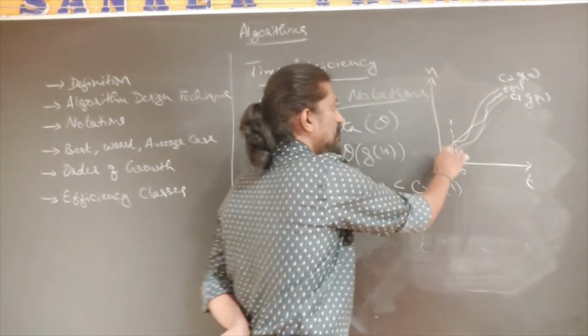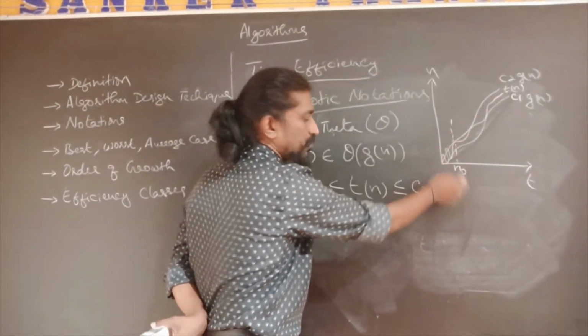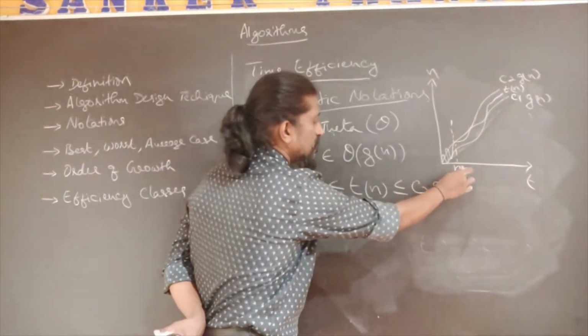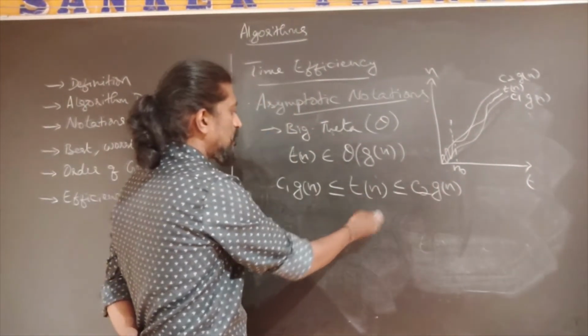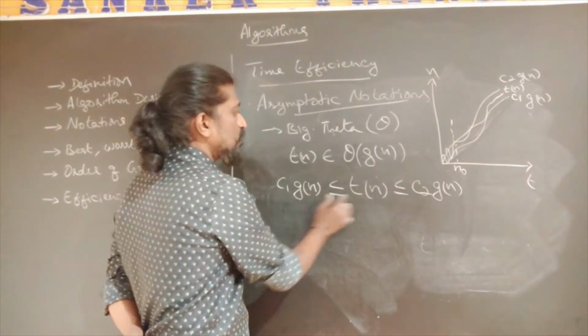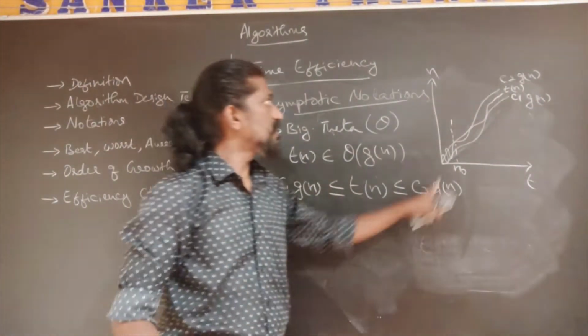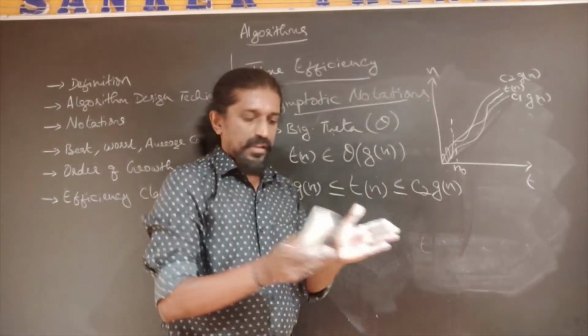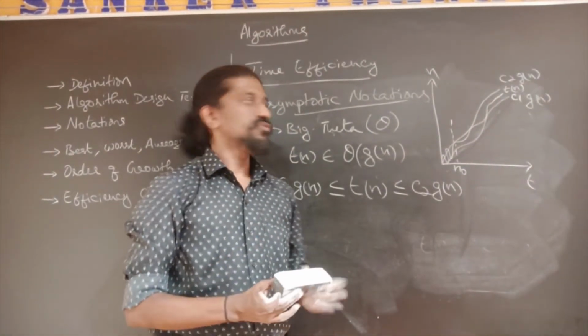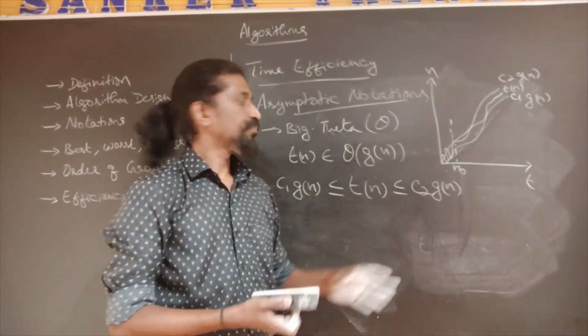Lesser than that, it may misbehave. Sometimes it may go above this, sometimes it may go below this. But starting from this input n0, your curve t of n will always be in between c1 into g of n and c2 into g of n. The curve g of n is the same, but the constant is different to fit this t of n in between the curve g of n. So that is theta notation.